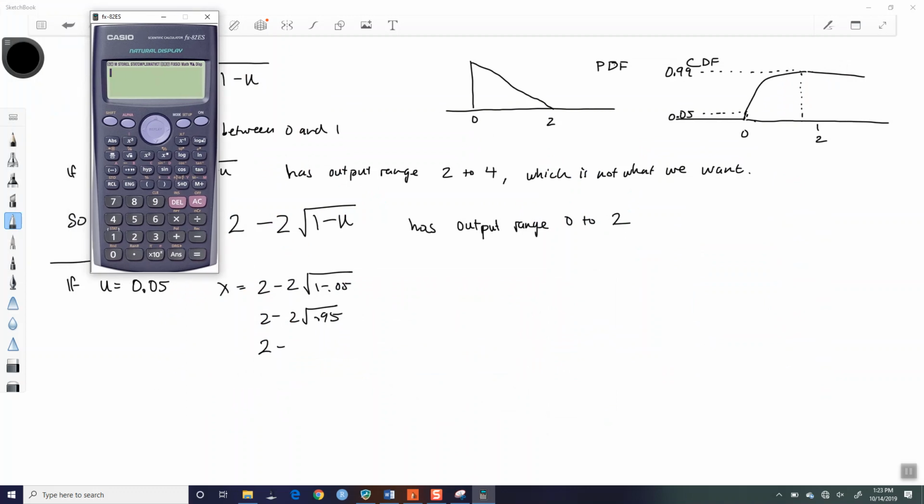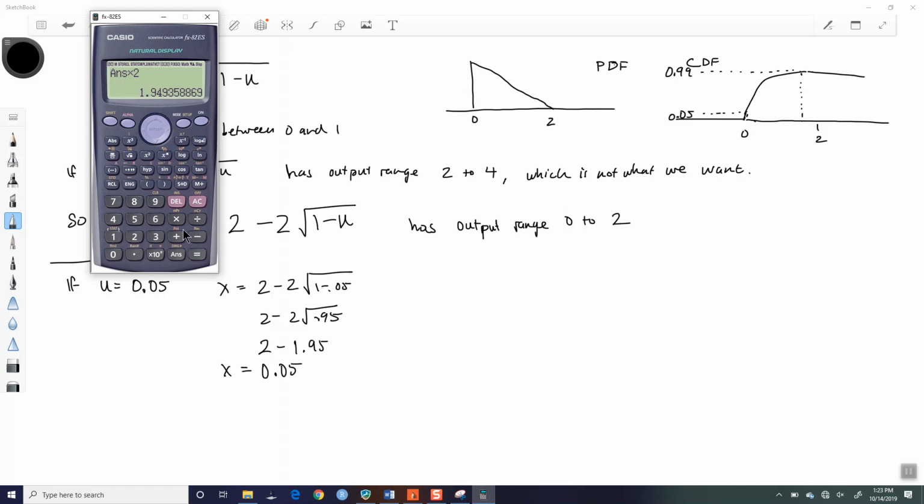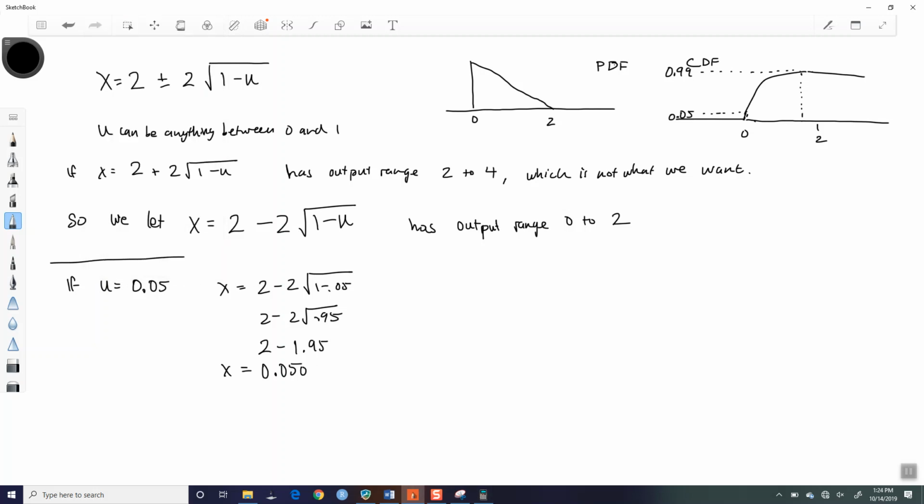Okay, so I got the square root of 0.95, and what is that? That is not helpful. Okay, 0.974, and we're going to multiply that by 2, and we get 1.95. And basically, then that means x is equal to 0.05. Okay, so if I do 2 minus that, 0.0506, if we want to be very precise.